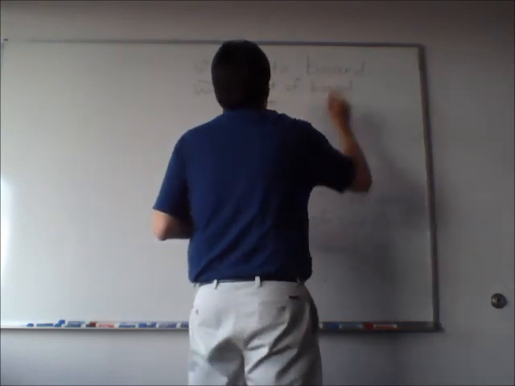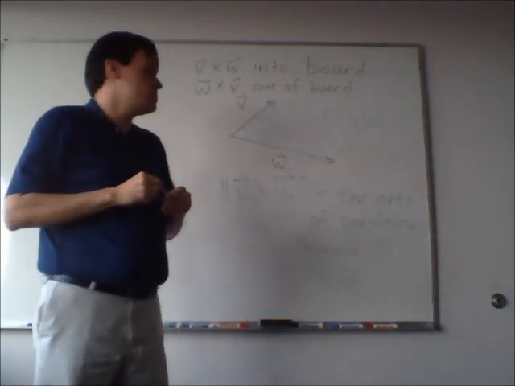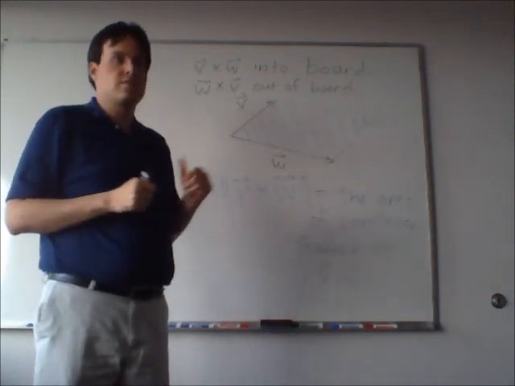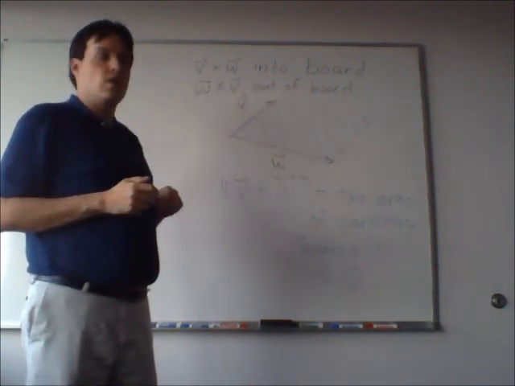So it turns out that v cross w and w cross v point in opposite directions, and as a matter of fact, they are the very opposites of each other. That is, w cross v is equal to negative v cross w.